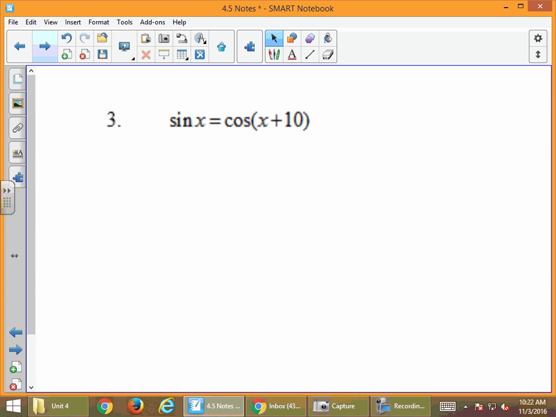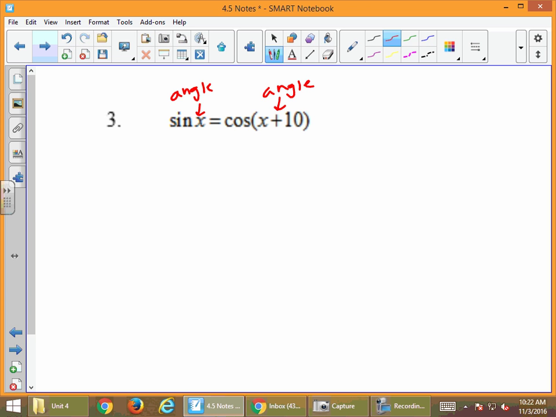Same thing with this one. What you're taking the sine and cosine of, that's one angle of your right triangle, that's another angle of your right triangle. And what do we know about those two angles? What do they add to? Yeah. What do they add to? A little louder? 90. Thank you.